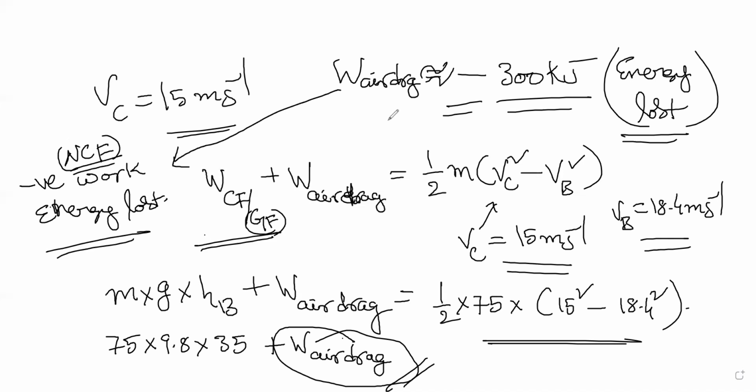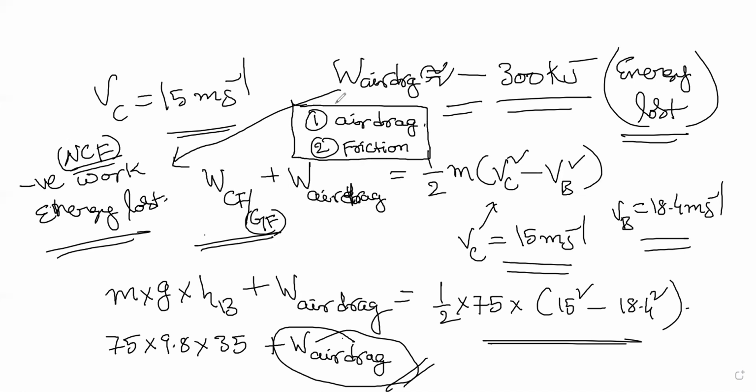What are non-conservative forces? One is air drag or resistance. The second one is friction. So friction and air drag are called non-conservative forces. And the conservative forces are gravitational force kind of things. External force is like a lift. So all these things are there within the question.